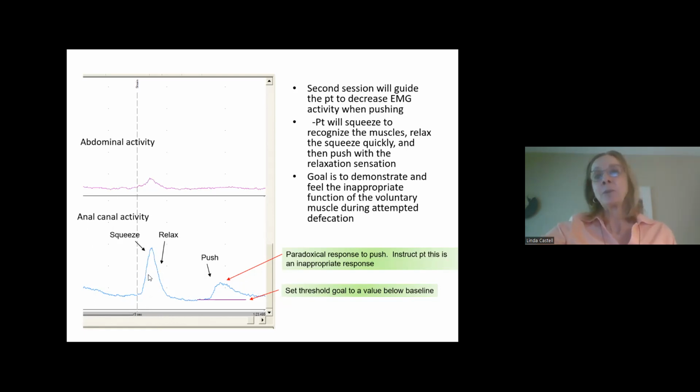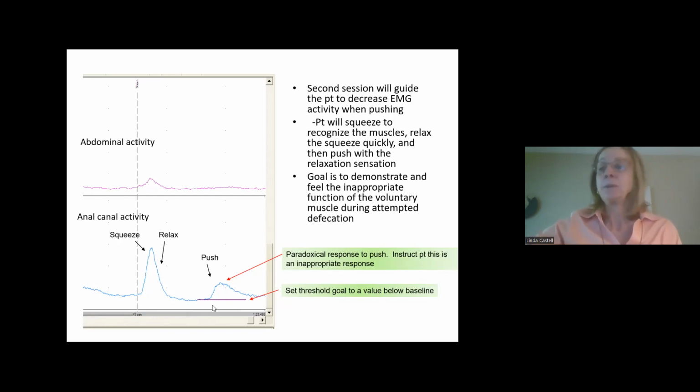So they squeezed and then they relax, because I want them to understand, first of all, which muscle we're working on. Now relax it and push with it. So this patient's pushing, pushing, pushing, but they're still having a paradoxical response. So then I tell them, okay, I don't want this activity to go up. I want it to go down, and then we set our threshold to resting. It should go below resting.